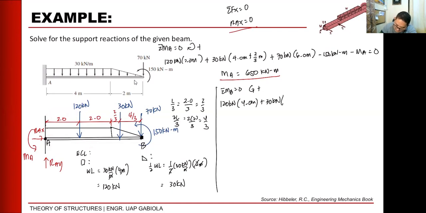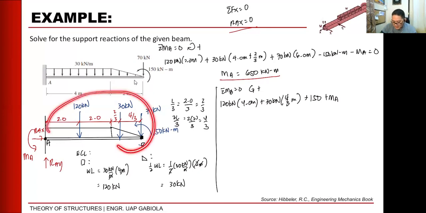Yung 30 kilonewton natin nakalagay naman na 4 over 3 siya. So 4 over 3 meters. Yung 70 hindi magro-rotate kasi nandito siya mismo sa point na yon. Pero yung moment, sabi ko nga, magro-rotate yan kahit nandun siya sa point. So we have plus 150. And then si MA, na-calculate natin kanina, is also counterclockwise. So plus MA. Okay. And then, ang reverse lang ang rotation ay si RAY, which is clockwise siya. So, minus RAY times yung total distance natin is equals to 0.